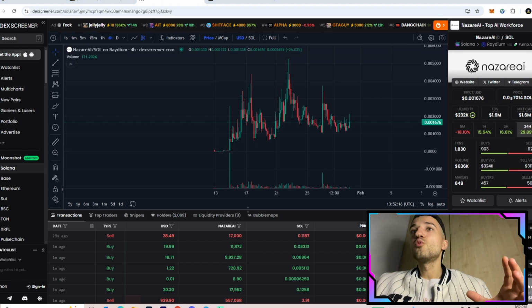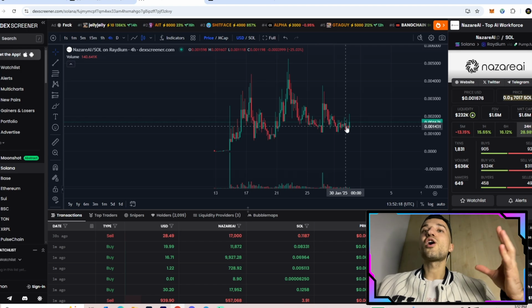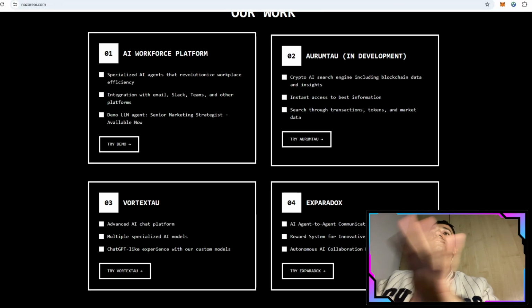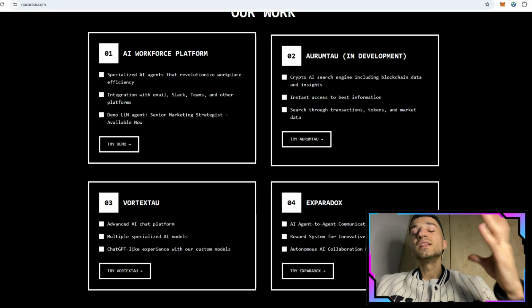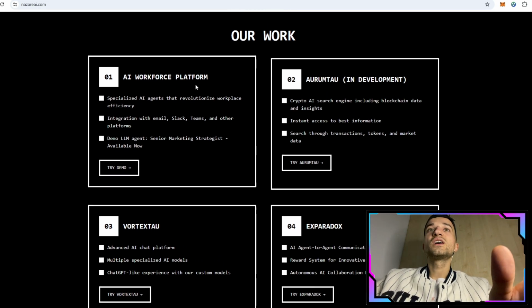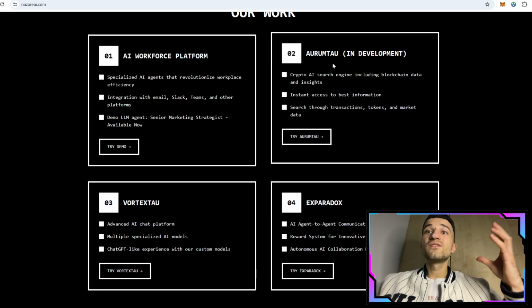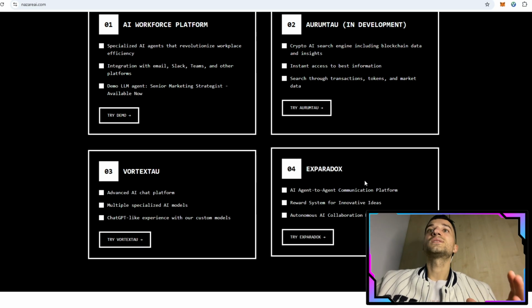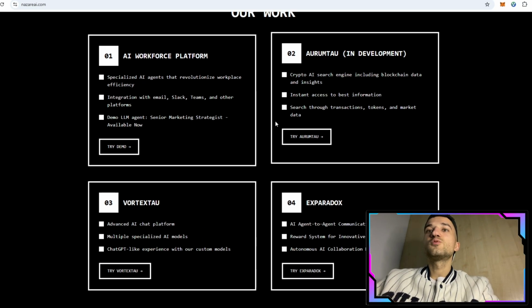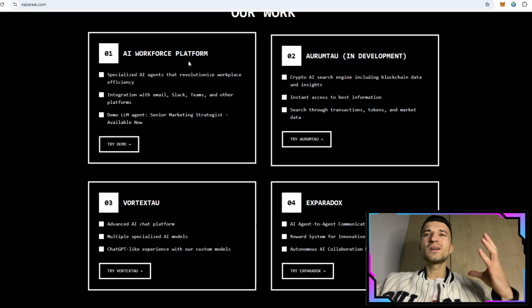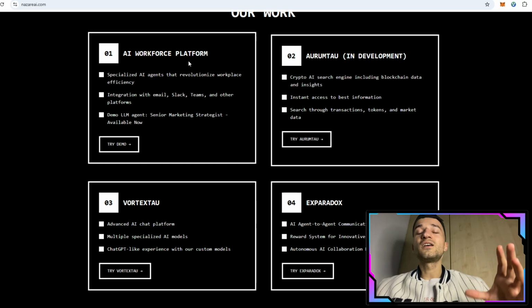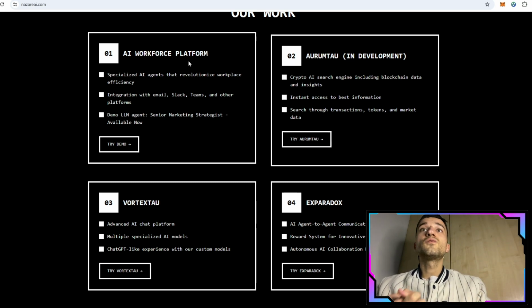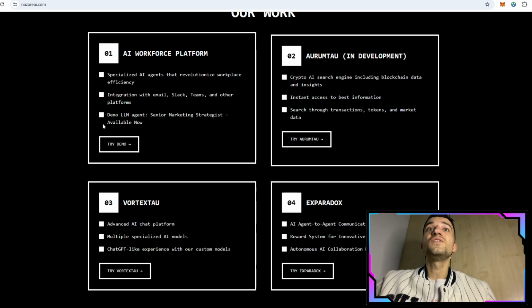Right now let's speak more about their AI agents and how you can use them. So guys, as you can see right here, we have the product that they deliver to their users. So we have the AI workforce platform, we have their Aurum Tau, the Vortex Tau and the X Paradox. And right here we have all the features that we have on this AI. So guys, at the first one, the AI workforce, our specialized AI agent that revolutionize workplace efficiency, integrate with email, Slack, Teams and other platforms.